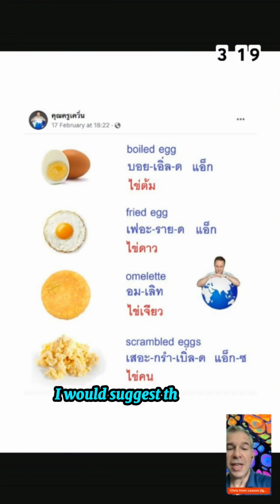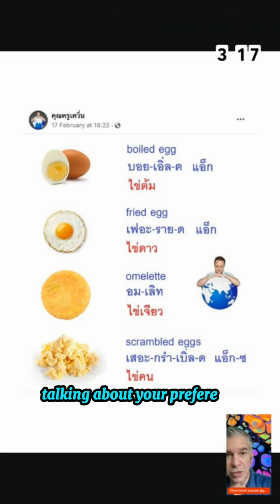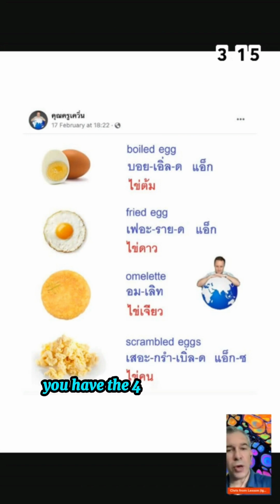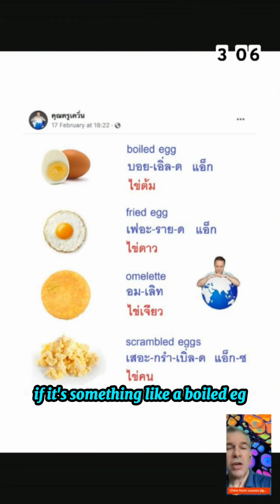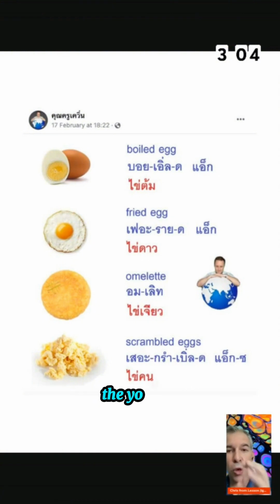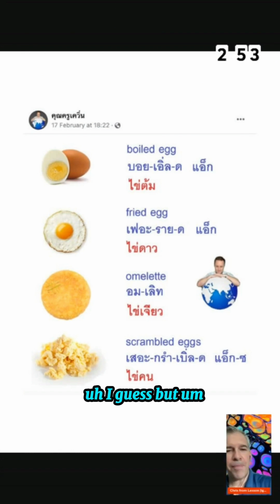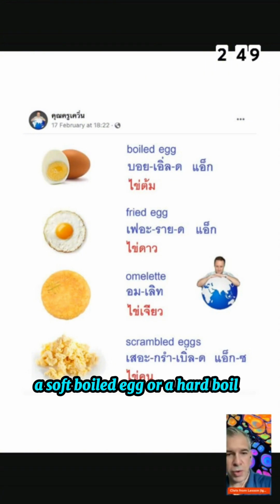I would suggest things like talking about your preferences. So, for example, you have the four different styles here. Which one would you prefer? How often would you prefer to eat them? If it's something like a boiled egg, would you prefer the yolk part, the yellow part, to be soft, like liquidy, or to be hard, or as hard as an egg can be, I guess. But which one would you prefer, a soft boiled egg or a hard boiled egg?